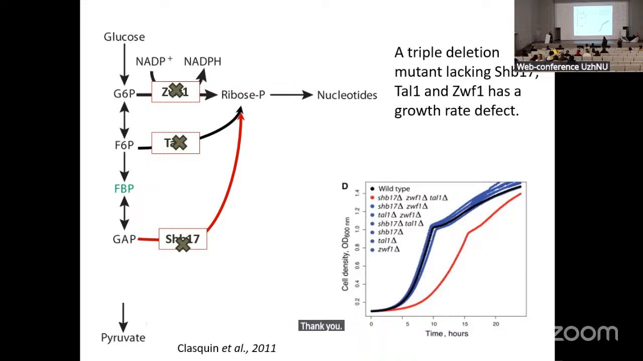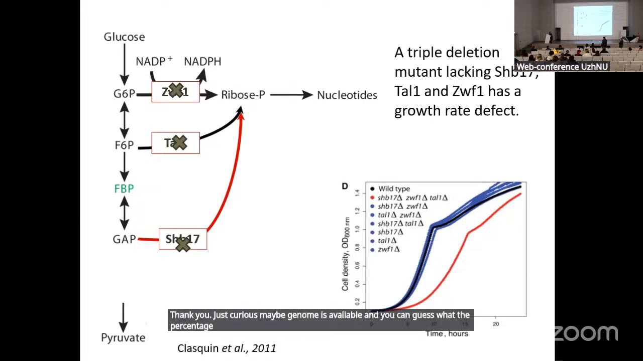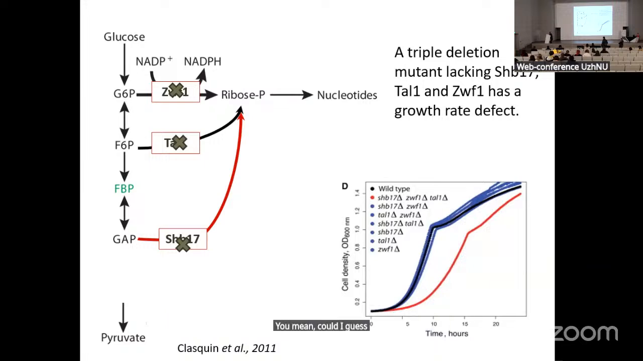Just curious, maybe the genome is available and you can guess the percentage of horizontally transferred genes in the entire genome of this fungus? Could I guess right now? I don't have a numerical answer at my fingertips, but it has occurred to me that this was an uncharacterized gene.